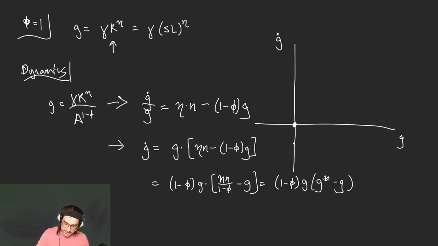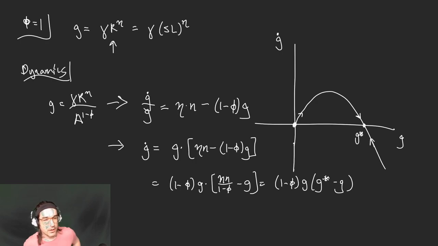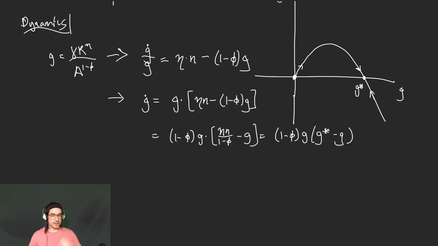This thing is a downward facing quadratic sort of deal, and it's going to cross again at G star. So that's what it's going to look like. And so you can see that this zero point is unstable. This G star point crosses downwards, so it's stable. So it's a well-behaved system, for phi between 0 and 1. Well, that's good. It's good to know.